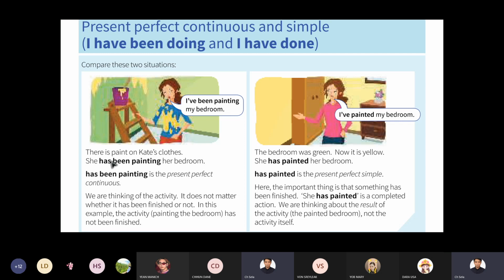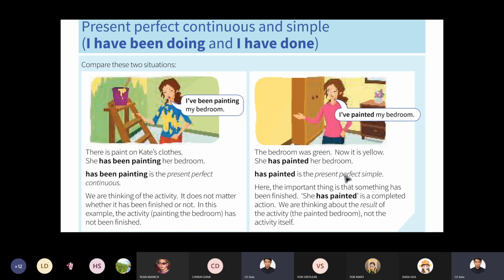Look here. There is paint on Kate's clothes. She has been painting her room. The bedroom was green. Now it is yellow. She has painted her bedroom. So we focus on the result rather than the activities. Has been painting is present perfect continuous. We are thinking of the activity. It doesn't matter whether it has been finished or not. In the example, the activity has not been finished.